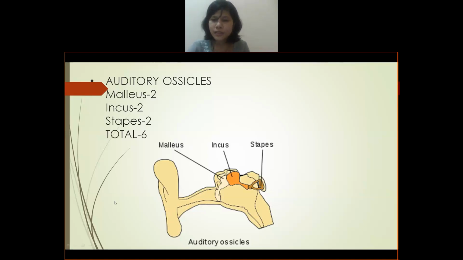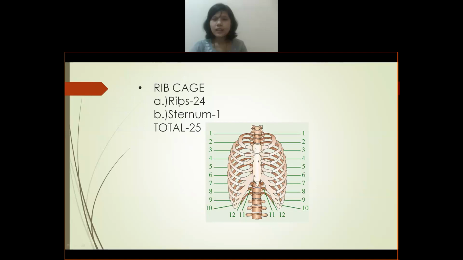Understand? Actually, I'll explain to you one by one. The smallest bone, the largest bone, all this I'll explain to you one by one. For now, I'm just introducing you with the names of the bones and how many bones we have. I'll explain to you slowly. Shall we move to the next slide?